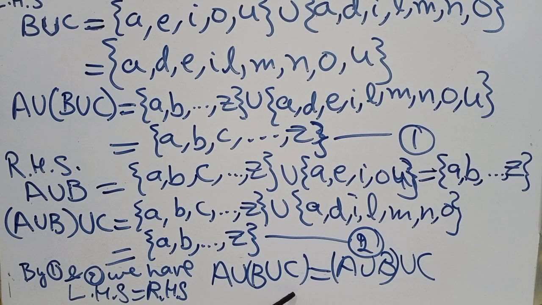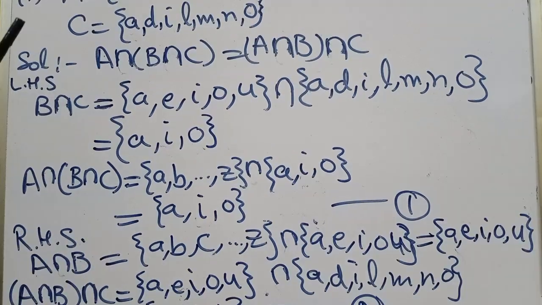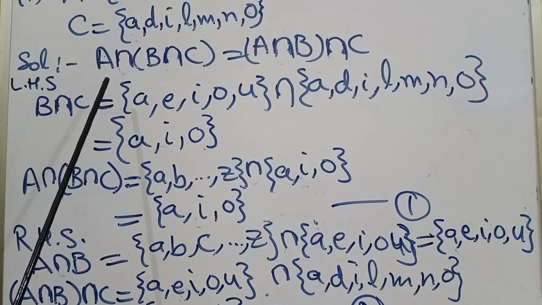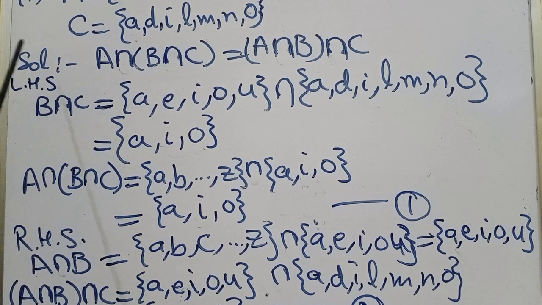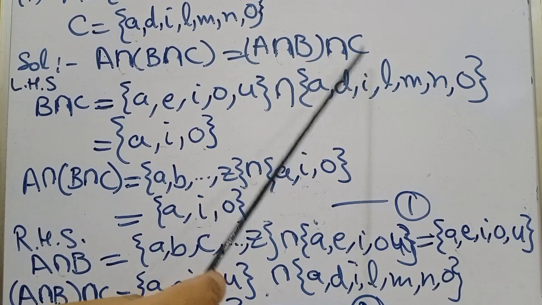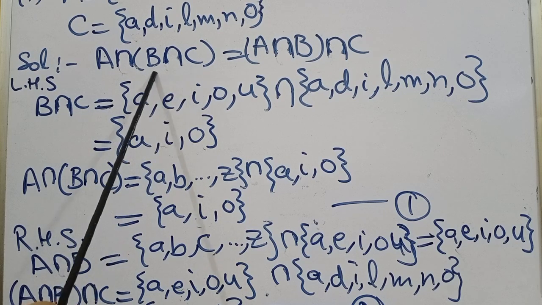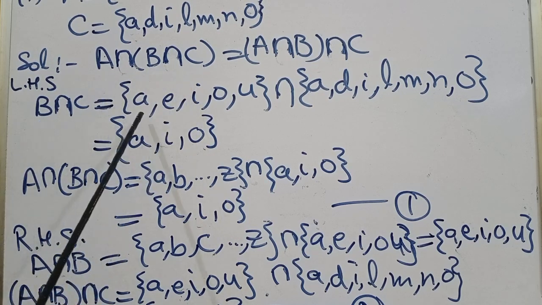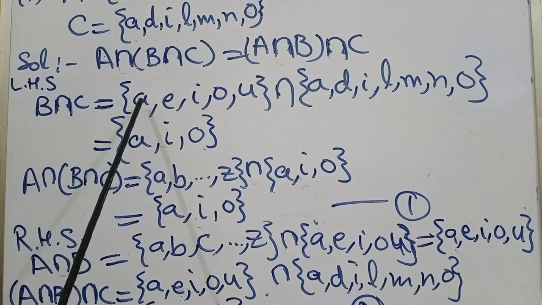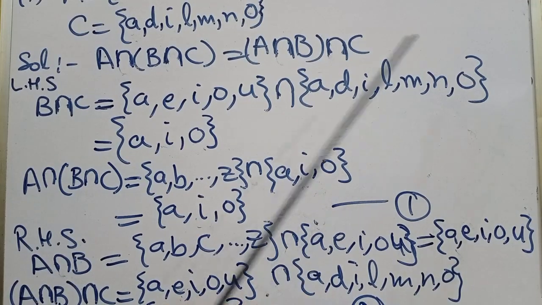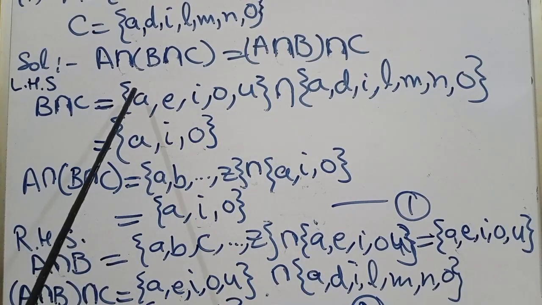Now we have to prove the associative property of intersection for these three sets. Second, verification of the associative property of intersection: we have the property A intersection (B intersection C) is equal to (A intersection B) intersection C. Left hand side is A intersection (B intersection C). First we solve B intersection C. Set B has elements A, E, I, O, U and set C has elements A, D, I, L, M, N, O, and their intersection has only common elements.